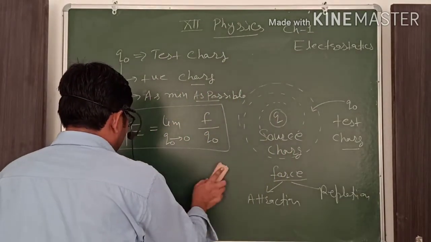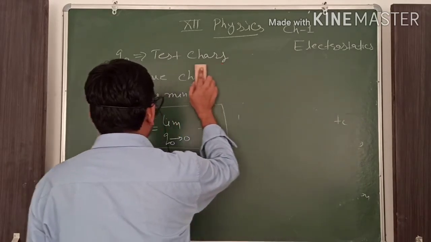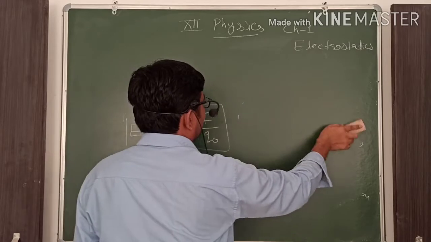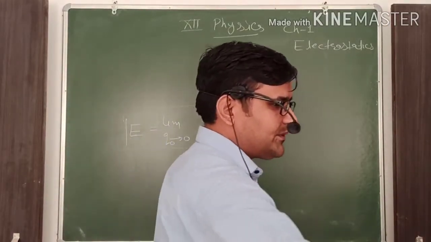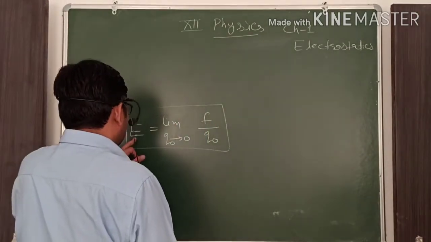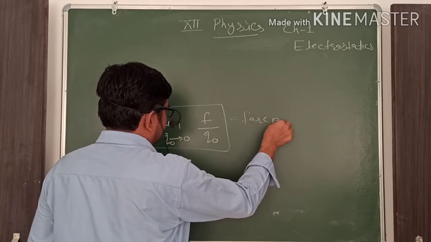And the electric field is defined in other words as force per unit charge. It is defined in terms of force per unit charge. As per this basic formulation, here it is the force and it is the charge.